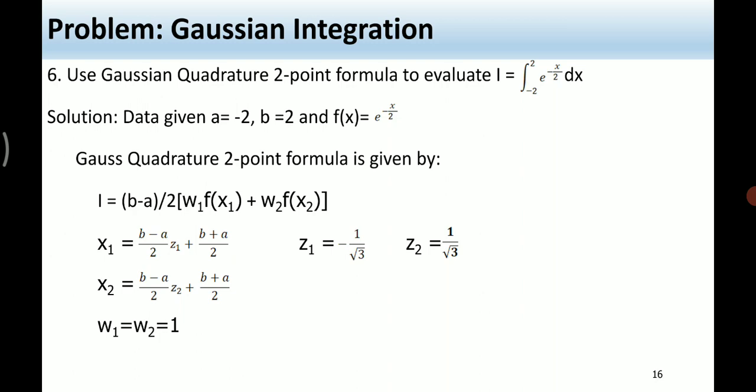Here, using the quadrature 2-point formula, I is equal to b minus a divided by 2 into w1 into f of x1 plus w2 into f of x2. We calculate the x1 value by the formula x1 is equal to b minus a divided by 2 into z1 plus b plus a divided by 2. To calculate the x2 value, we use the formula b minus a divided by 2 into z2 plus b plus a divided by 2. Your w1 is equal to w2 is equal to 1, and z1 is equal to minus 1 by root 3, and z2 is given by 1 by root 3.